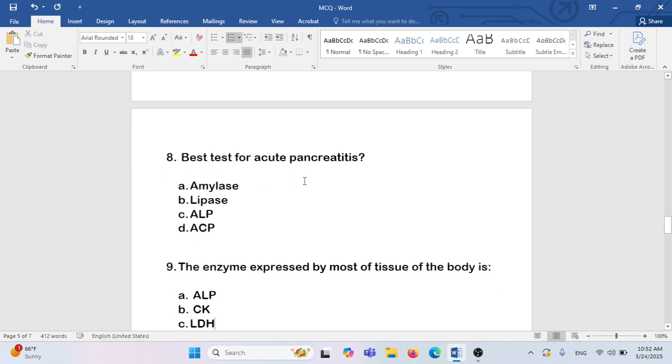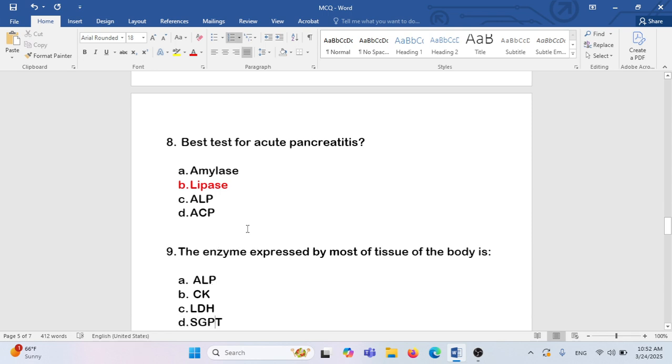Best test for acute pancreatitis. So lipase is the answer because it is an enzyme produced by pancreas which helps in fat digestion normally, but in acute pancreatitis it gets increased. So lipase is the answer.